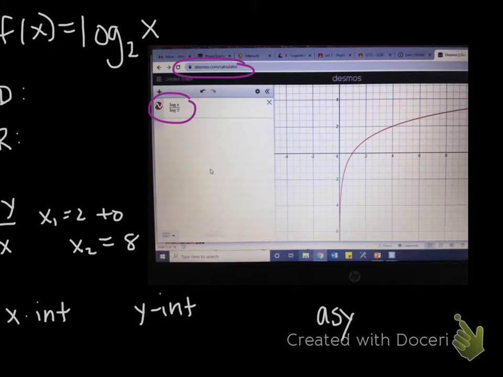So go ahead and take a moment and plot these points on your paper. As far as some whole numbers, 1, 0 is a nice point to plot. 2, 1 is a nice point to plot. 4, 2 is a good point to plot. And 8, 3 are some nice whole numbers.